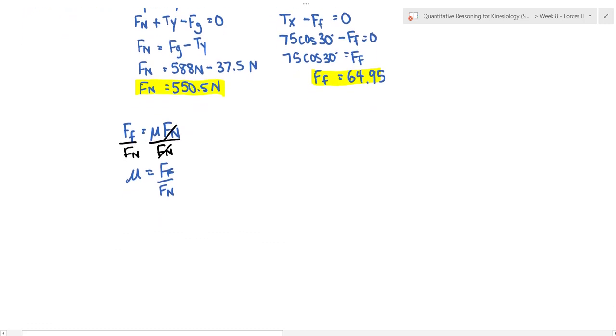And now we can sub in what we know. So our coefficient of friction is equal to Ff, which is 64.95 newtons. Let's put in the units here. Divided by the normal force, which is 550.5 newtons. Let's divide that out. 64.95 divided by 550.5, and I get 0.118. Notice newtons cancel out. Coefficient of friction has no units. And that's my final answer there.